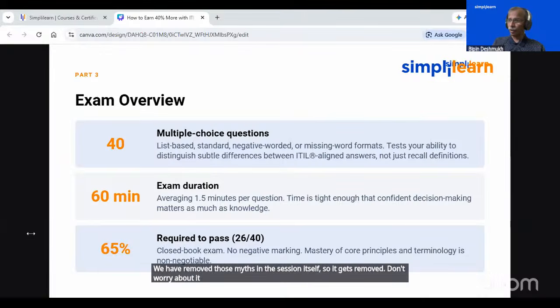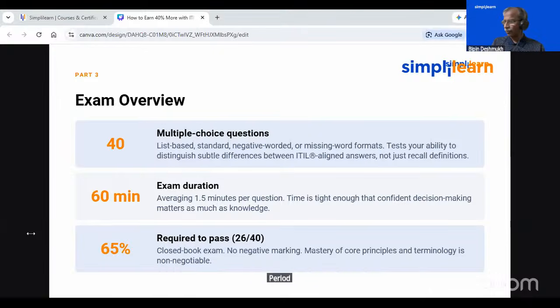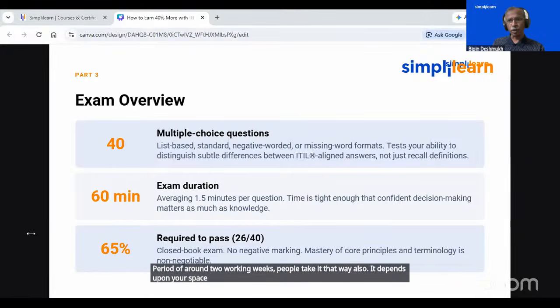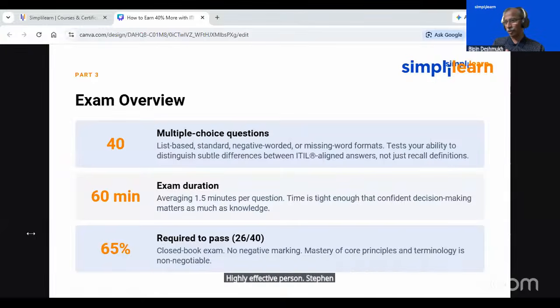And the third way of taking a course is 2 hours daily. That 16 hours means over a period of 2 working weeks. People take it that way also. It depends upon your pace, your style, whatever you feel comfortable with, please go ahead. But make sure that you have Stephen Covey's highly effective people concept in place: begin with the end in mind.